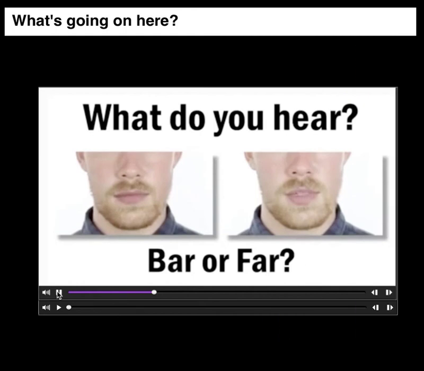Oh, this is a really interesting effect. I'm going to play the video clip several times. It's only about 20 seconds or so. The first time I play it, only look at the person on the left side of the screen and determine if that person is saying the word bar or the word far. Okay, I'm going to turn it on. So just look at the person on the left side of the screen. Determine whether he's saying bar or far.